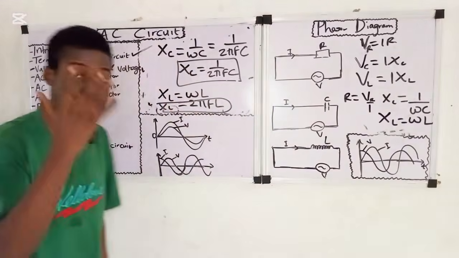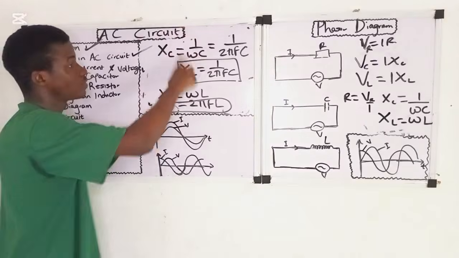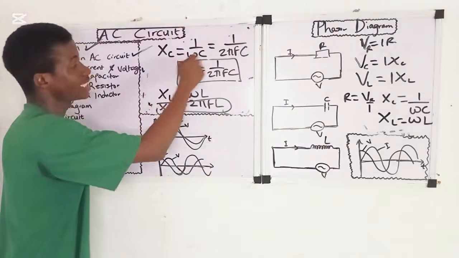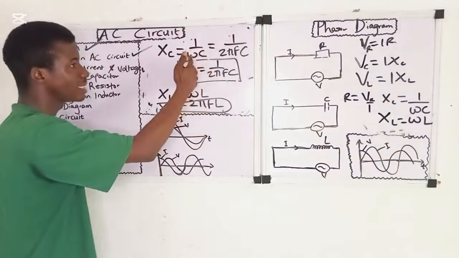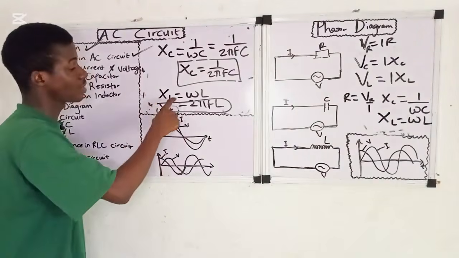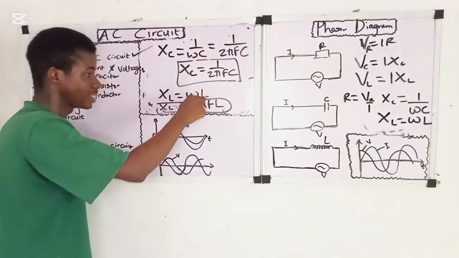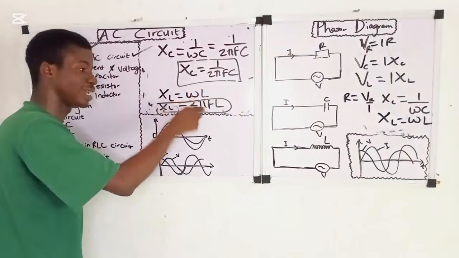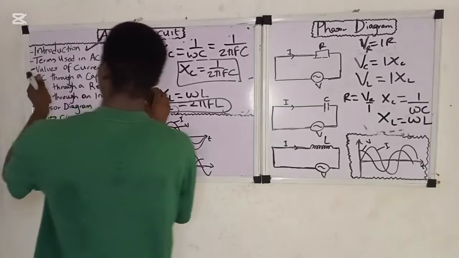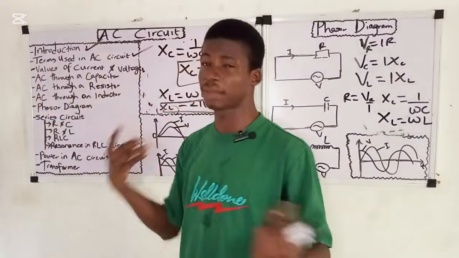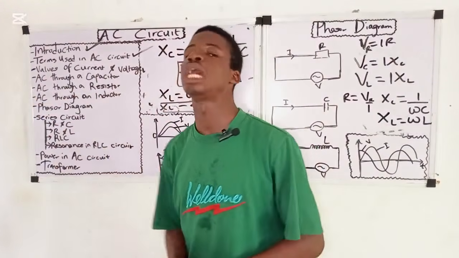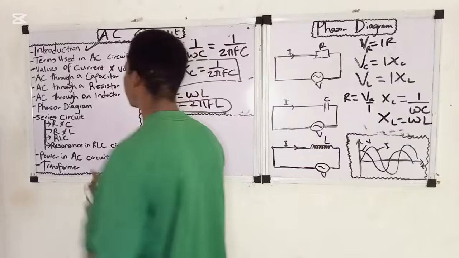Capacitive reactance is equal to 1 over angular frequency, or angular velocity, times capacitance. If you expand it, you get this. Then inductive reactance is equal to angular frequency times inductance. If you expand angular frequency, you get this. So we are done with AC through a capacitor, alternating current through a resistor, and alternating current through an inductor.